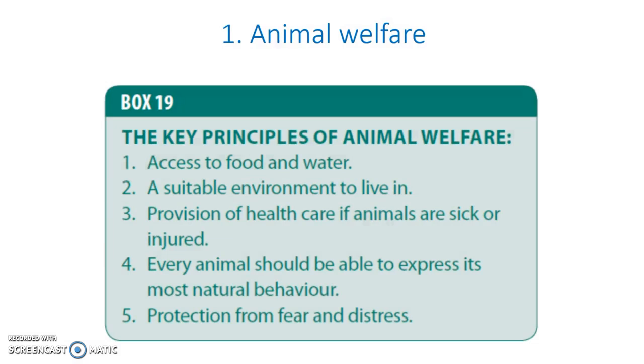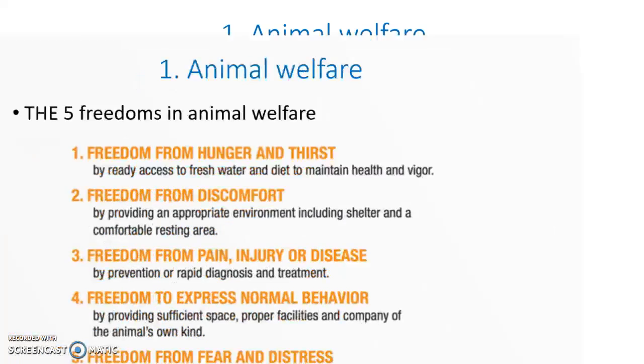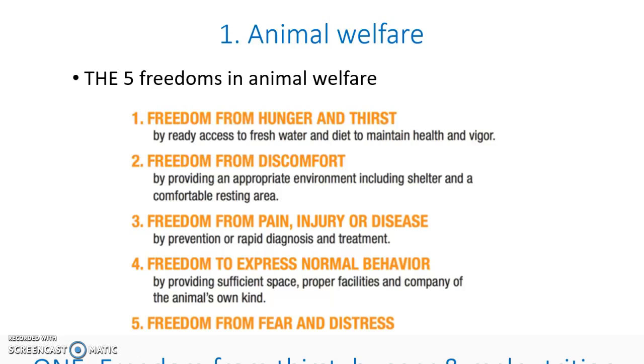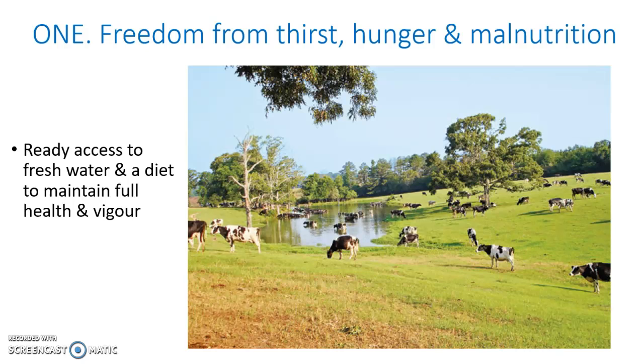The key principles of animal welfare, there are 5 of it. First is access to food and water. Secondly, a suitable environment to live in. Thirdly, provision of health care if animals are sick or injured. Fourthly, every animal should be able to express its most natural behavior. And 5th, protection from fear and distress. So these are what they call as 5 freedoms in animal welfare. Alright?